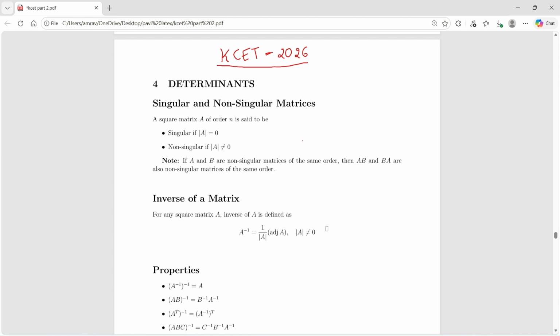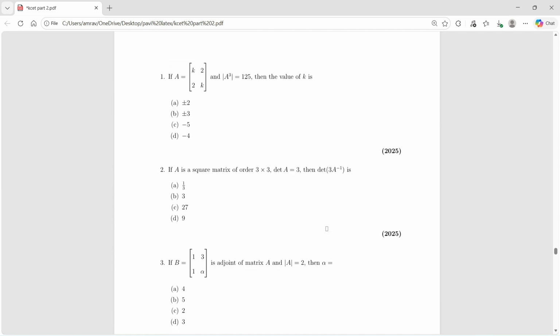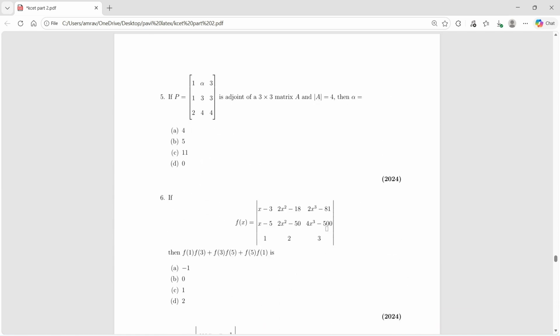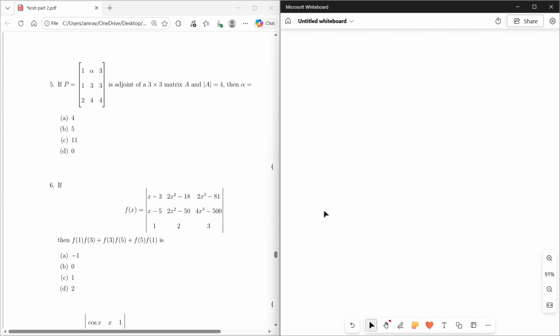Okay, now without wasting time, let us move on to the questions for the chapter determinants. So we have to continue from the year 2024. Now, as you could see in the fifth question from the year 2024, they have given a matrix P, which is a 3 cross 3 matrix, and they are telling that P is the adjoint of a 3 cross 3 matrix A. So let us first record the data.